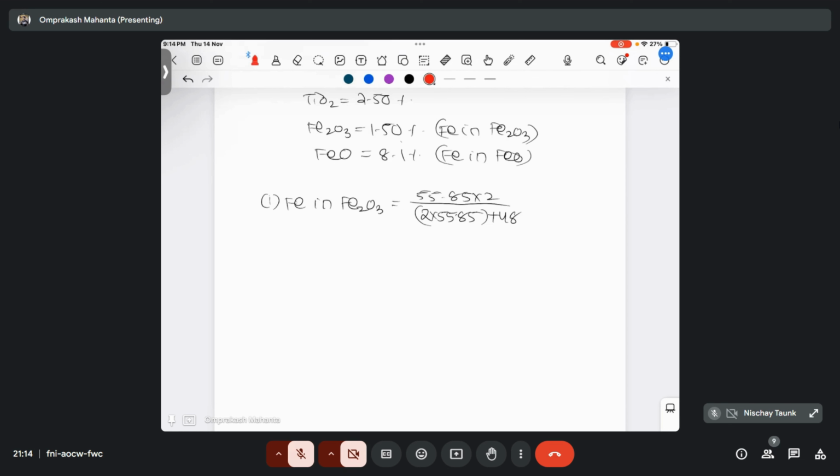So this is your conversion factor. Fe in Fe2O3 is your conversion factor. The upper one is your gram formula weight, the lower one is the equivalent weight of the Fe2O3. If you solve this, the same thing comes around: 0.6994. The conversion factor of Fe for Fe2O3 is 0.6994.